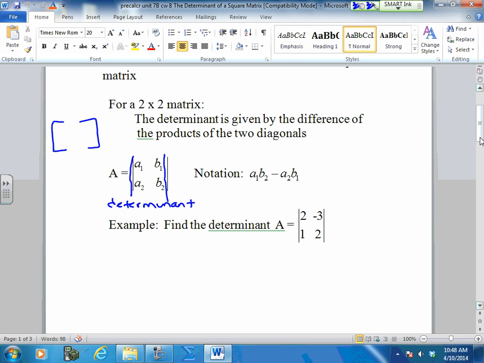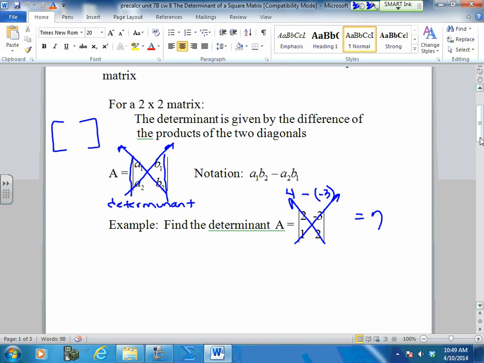Okay? Now, when we do a 2 by 2, we go like this. You make an X that goes this way, up like this. You take your product of these two, and you take your product of these two, and then you subtract them. So in this determinant, we would take our product of these two, so 2 times 2 is what? 4, minus our product of these two, -3. So what is 4 minus -3? 7. So our determinant is 7.